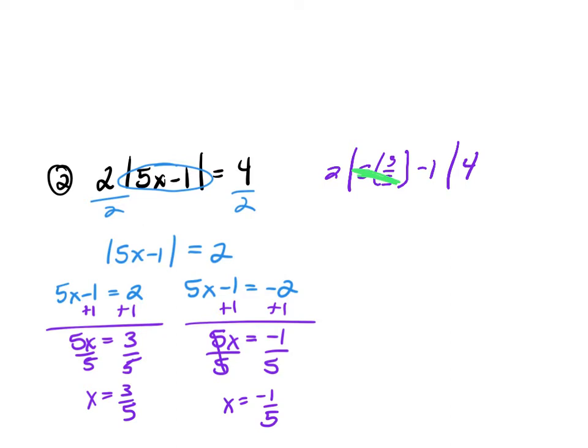3 minus 1, 2. So I have 2 times the absolute value of 2. Does that equal 4? Is that true? Yes, that's a true statement. So 3/5 works. Good. Now, check the second one.